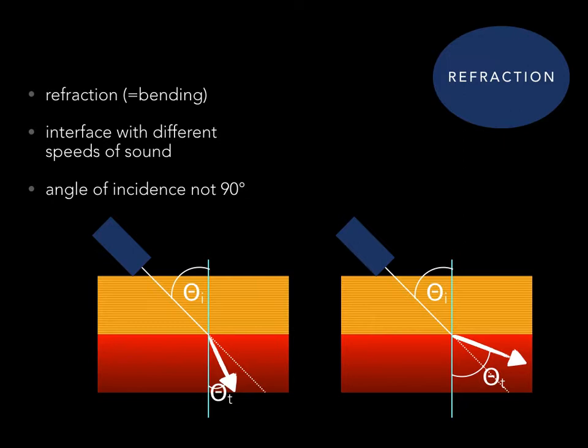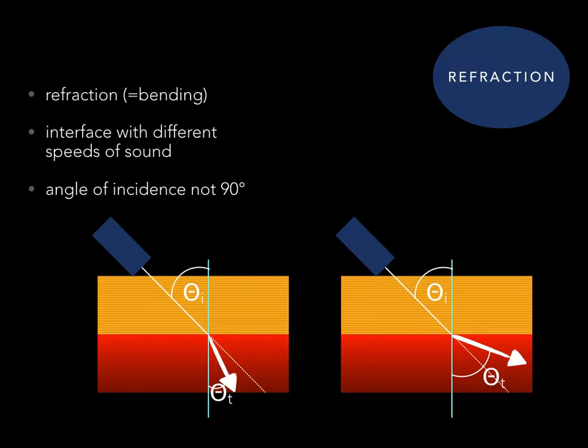Refraction occurs when the ultrasound beam is deflected from its straight propagation path. This is really the bending of the ultrasound beam. Refraction occurs if these two criteria are met. Firstly, the sound beam encounters an interface between two media with different speeds of sound, and secondly, the angle of incidence is not 90 degrees. Degree of bending is dictated by Snell's law.